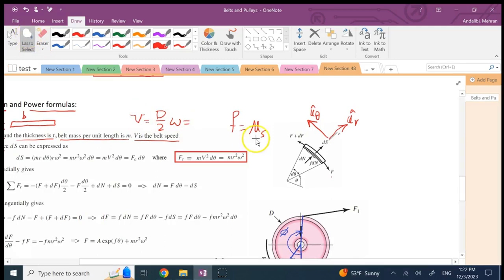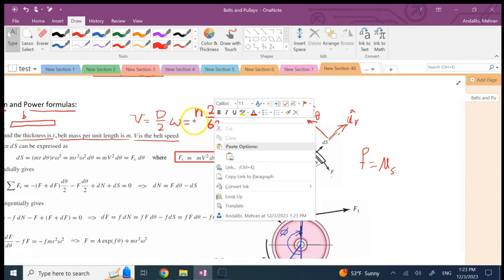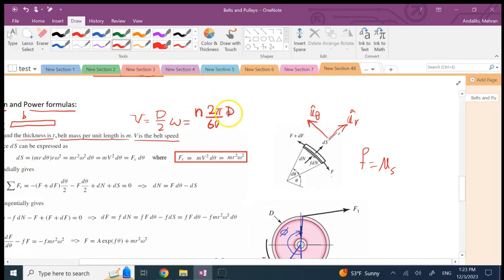If you want it in RPM, remember omega is in radians per second. To convert RPM to radians per second, you take n and multiply it by 2 pi over 60, and then multiply that by D over 2, so you get n D pi over 60.